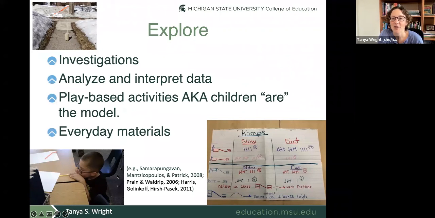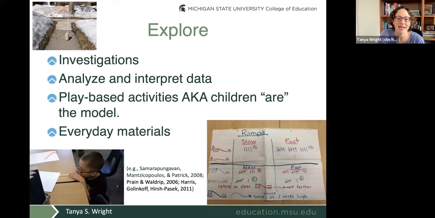We have lots of opportunities for kids to engage in explorations, so investigations, but also collecting, analyzing, and interpreting data. So you can see the example, right? There's some writing right there in order to collect data. This is a class that was looking at different kinds of ramps that might make a boxcar go fast or slow. And they actually ran their experiment twice, near and far, fast and slow.